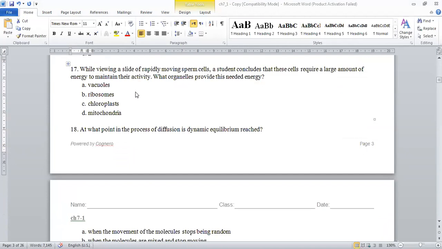On 17, while viewing a slide of a rapidly moving sperm cell, the students conclude that these cells require a large amount of energy to maintain their activity. What organelle provides the needed energy? Which organelle provides energy for the cell? Mitochondria. I answered this question many times. So the answer is D, mitochondria.